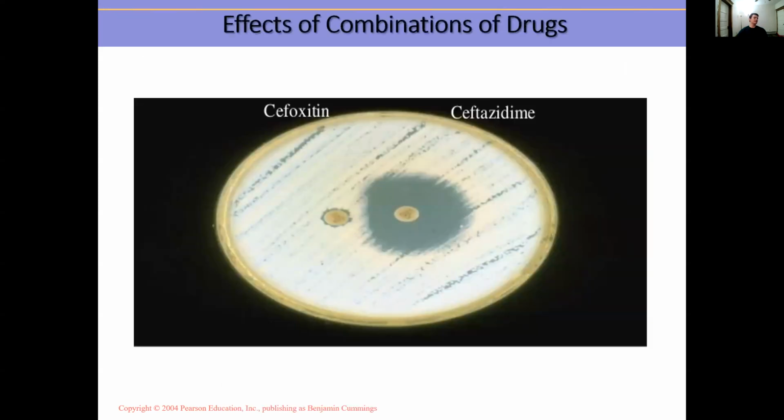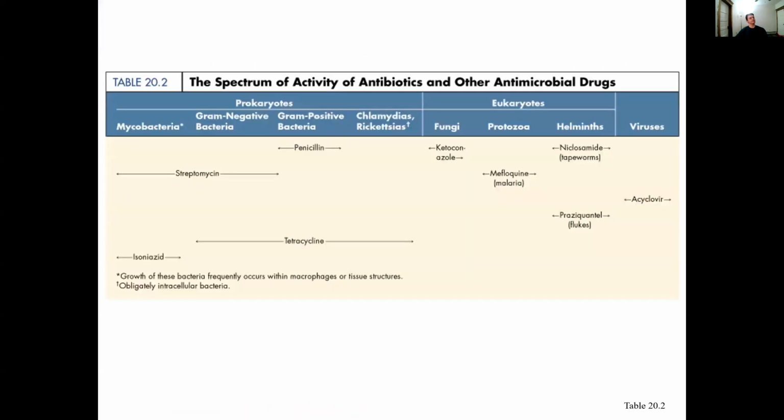And here you can see the difference in effect between two drugs, where this drug is obviously way more effective than this one on this specific microbe. Okay, so here is a nice little table to summarize the spectrum of activity of a number of chemotherapeutic drugs. I do want you to know this.